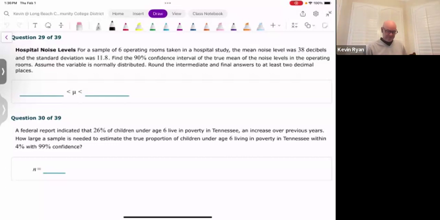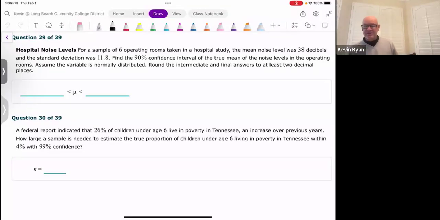Hospital noise levels. For a sample of 6 operating rooms taken in a hospital study, the mean noise level was 38 decibels and the standard deviation was 11.8. Find a 90% confidence interval of the true mean of noise levels in operating rooms. Now, they mentioned nothing about a population standard deviation, so this is going to be a T interval.